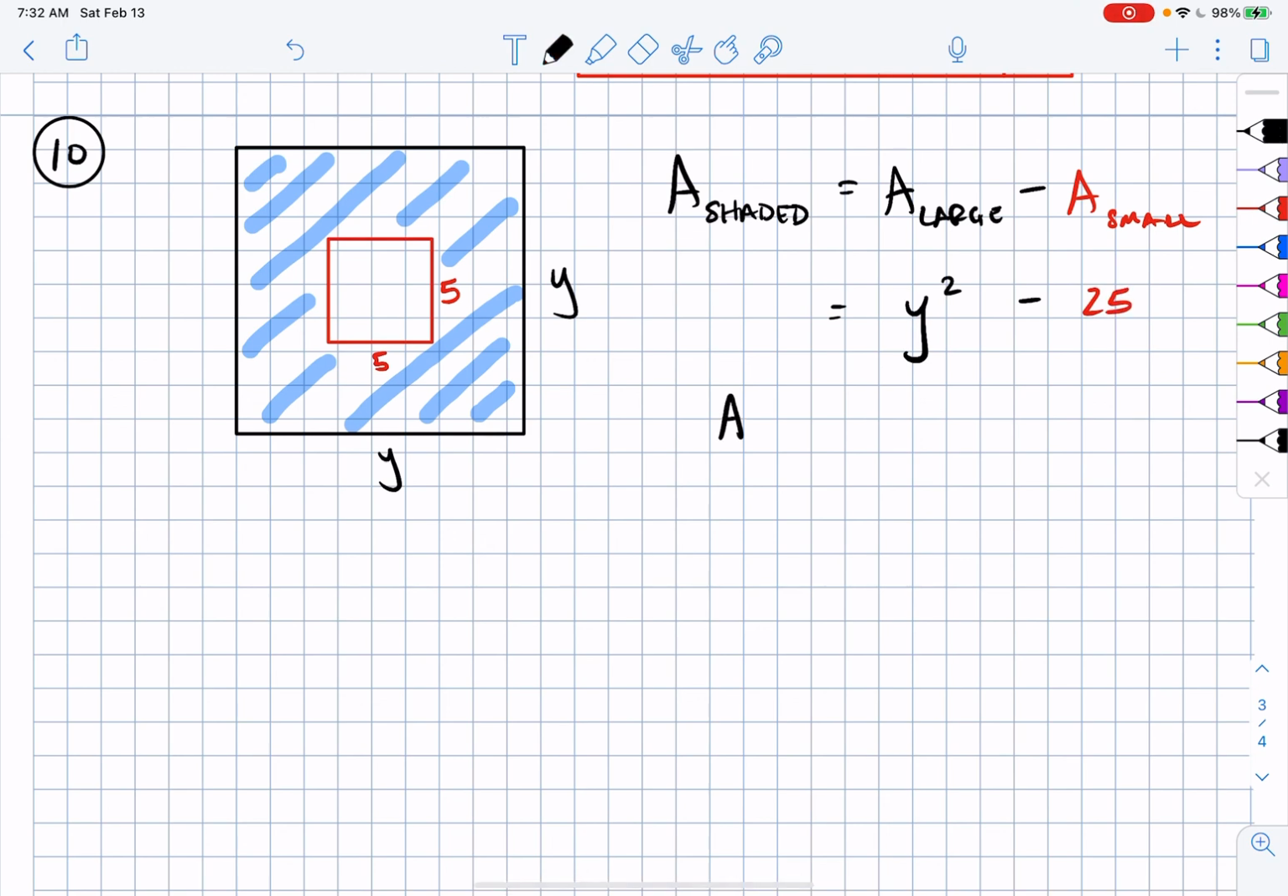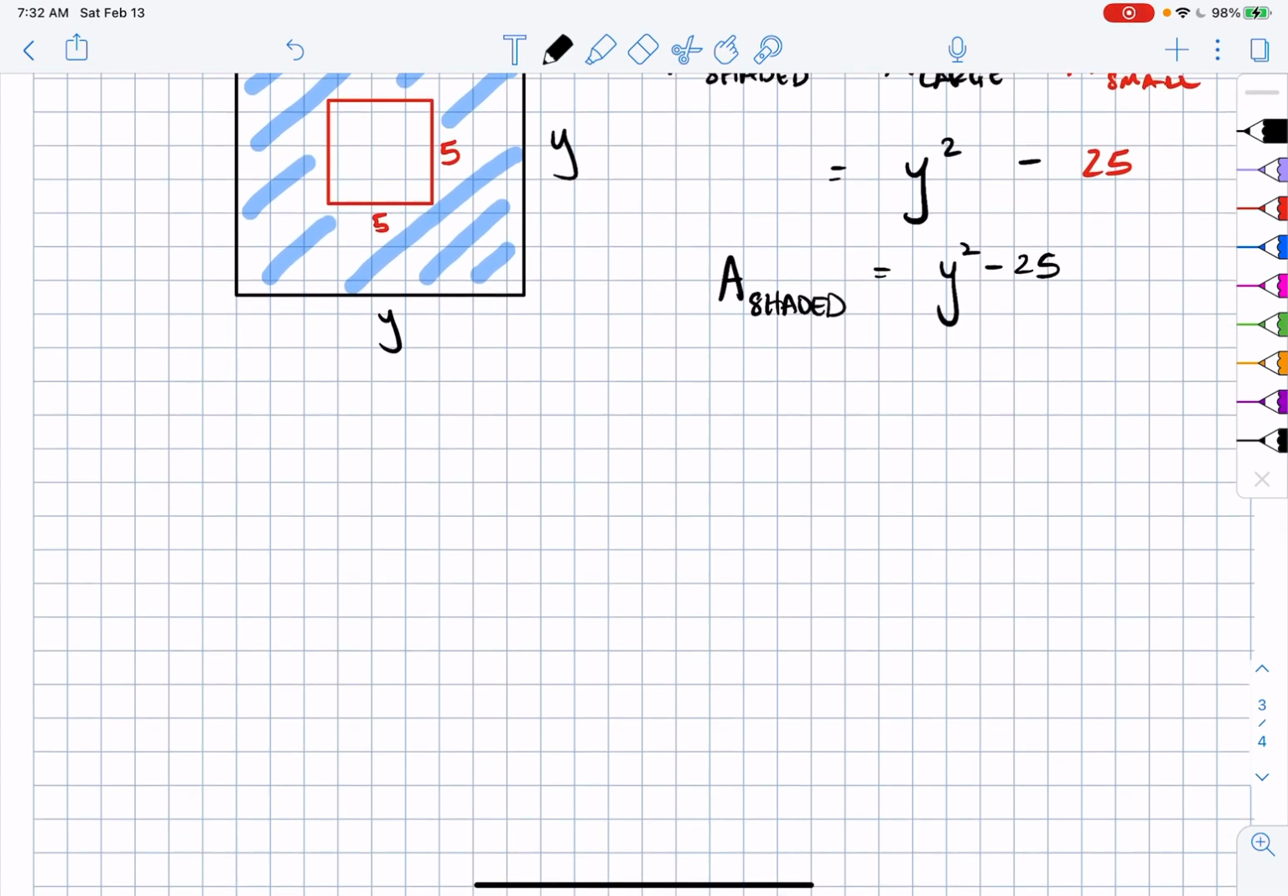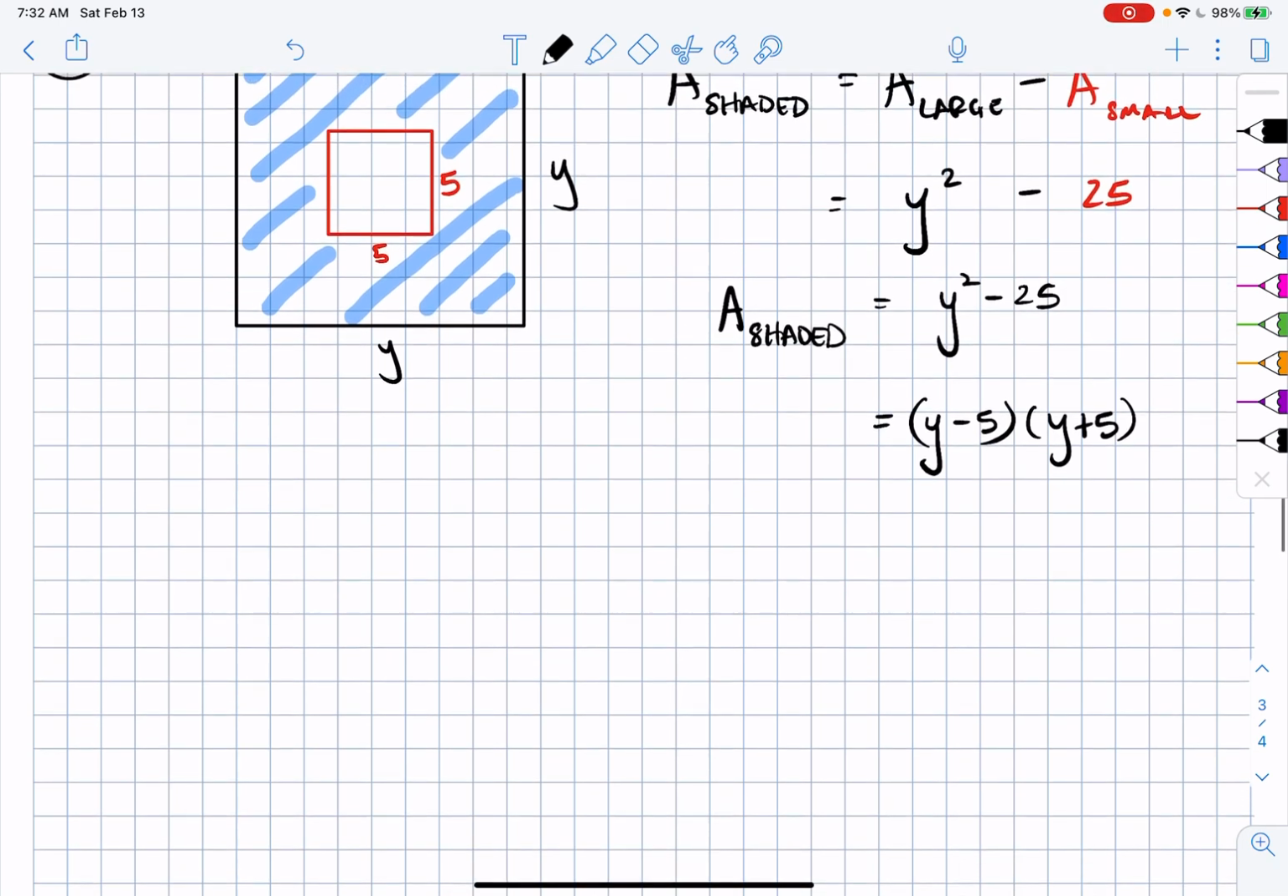The area of the shaded region is going to equal y squared minus 25. Well, I can factor that. That's going to equal y minus 5 and y plus 5, because that is the difference of two squares. So that is going to be choice D. And there we go.